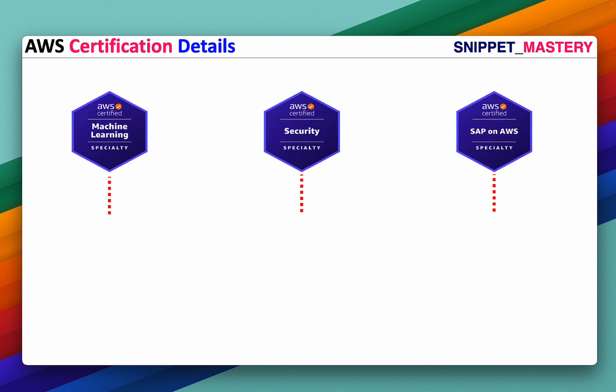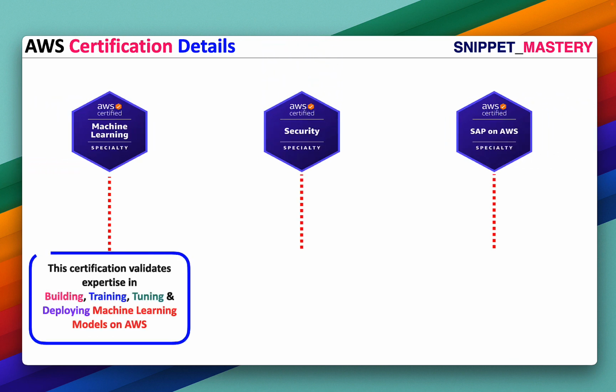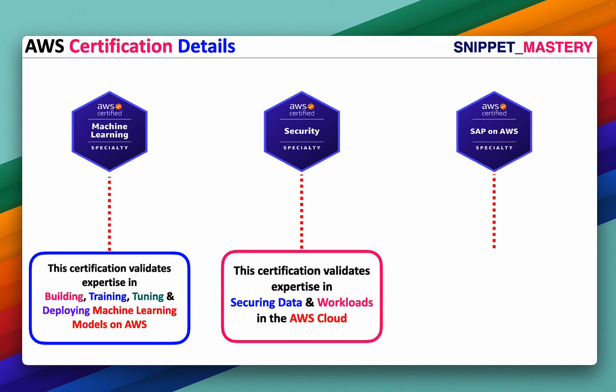The next is machine learning specialty, where we have building, training and tuning the machine learning code and deploying the machine learning models on AWS, and what services are used for that. If you have more experience on that, then you are relevant to that particular specialty certification and you can appear for it. If you are closer to security, securing the data, the environment, the workloads on AWS cloud, then you can look out for the security specialty.